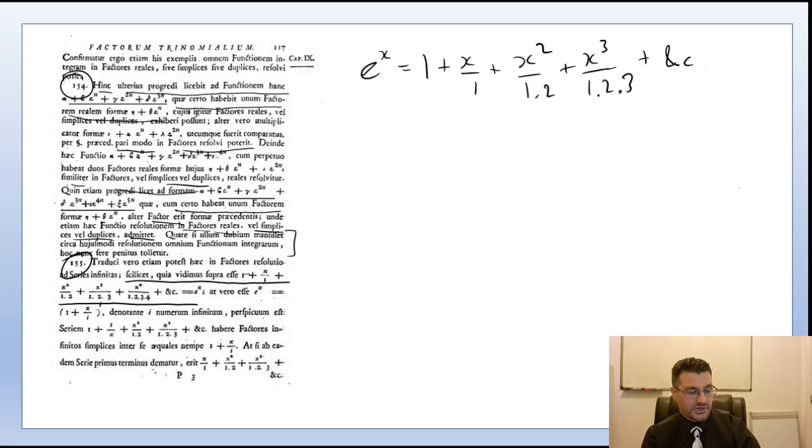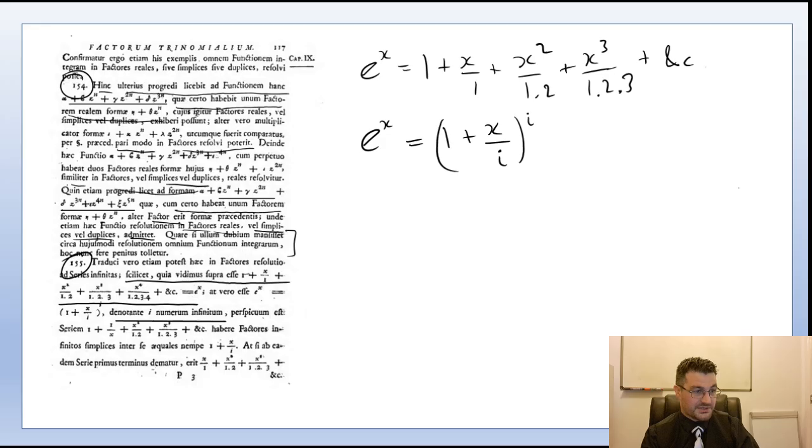He's also shown in the same chapter that e to the power of x is equal to 1 plus x over I, to the power of I, where I denotes an infinite number.